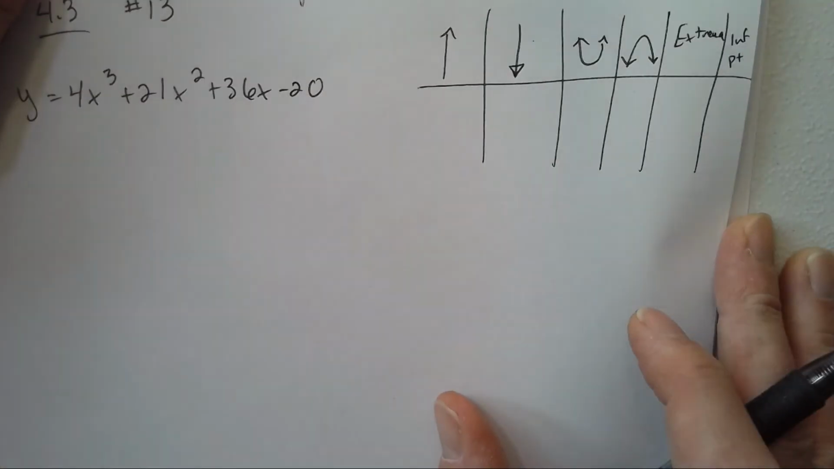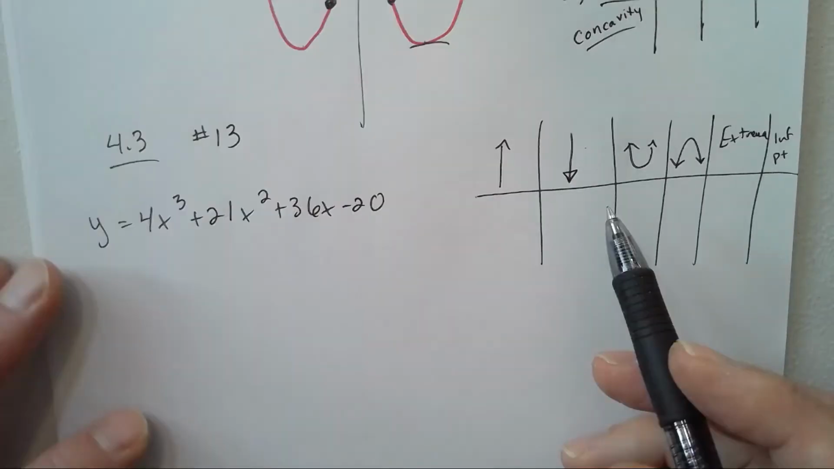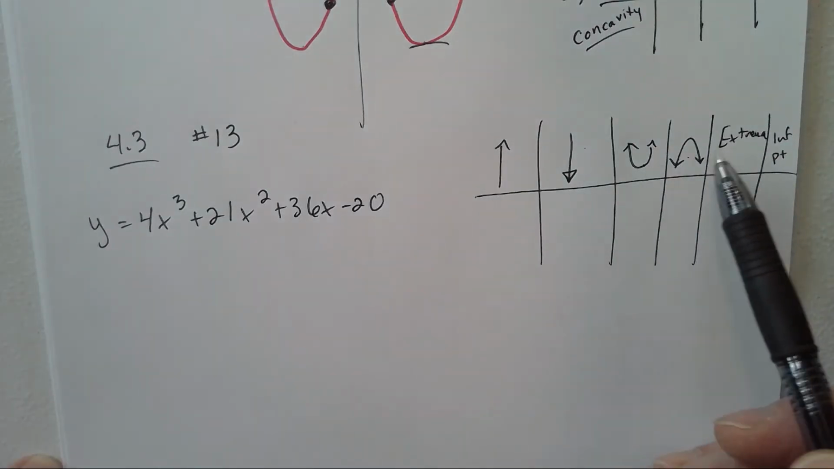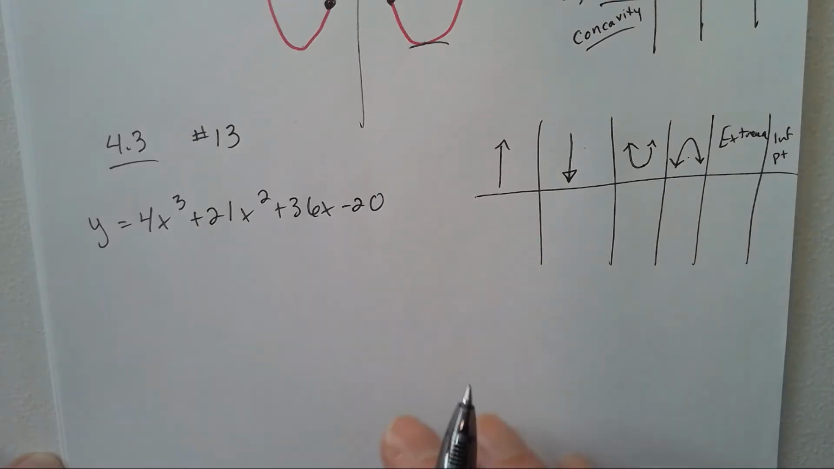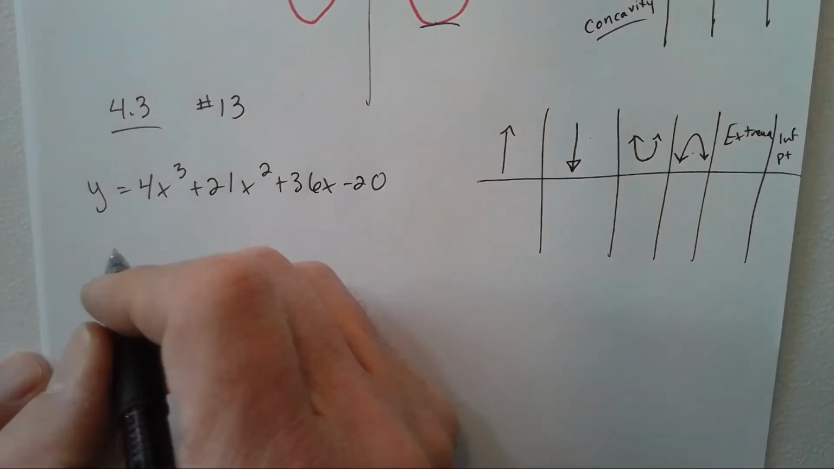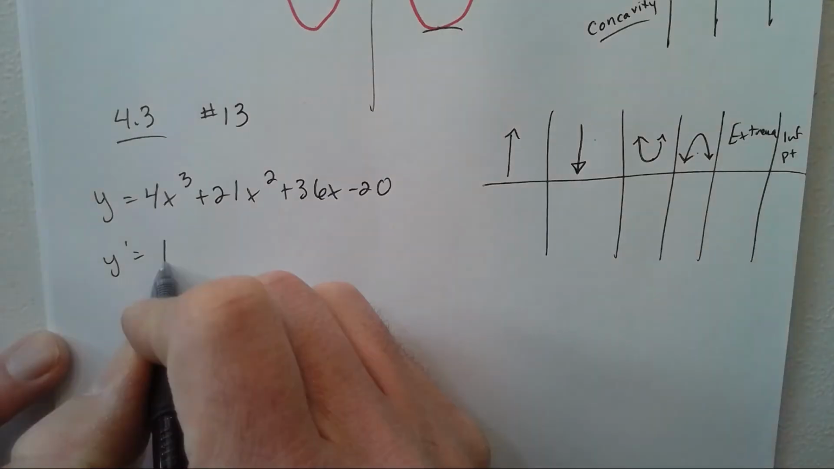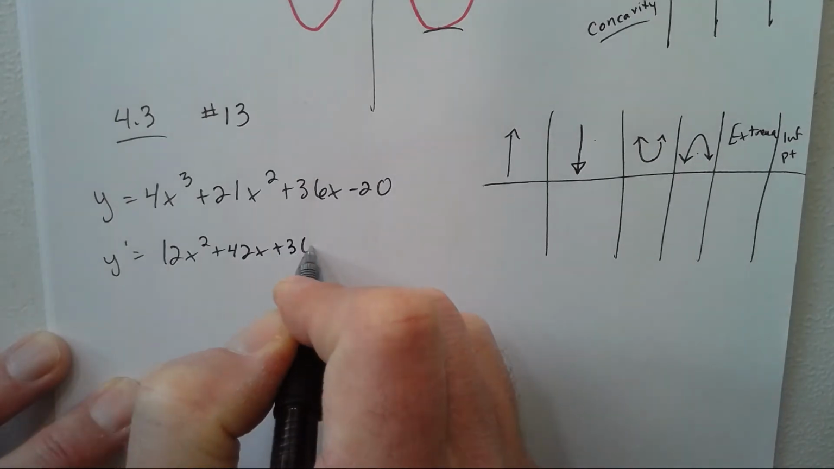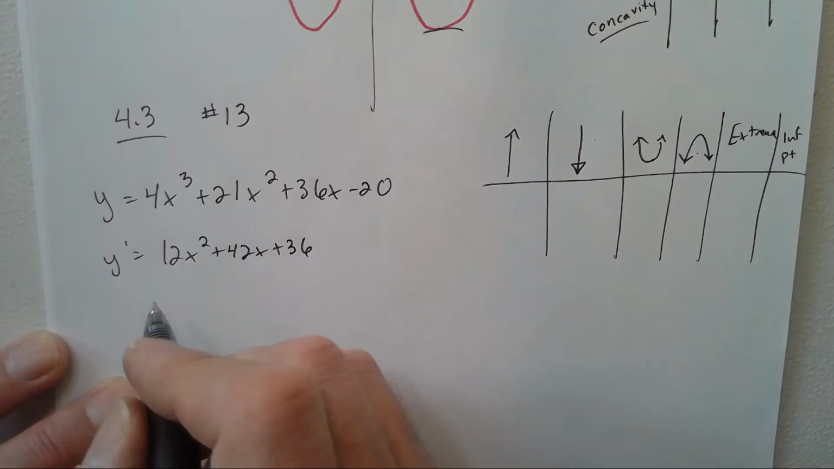Alright, so 4.3, number 13, we've got increase and decrease, and concave up, concave down, extrema, and inflection point or points for this function. So first step is to find the derivative, y prime. 12x squared plus 42x plus 36. So now we could find extrema by setting that equal to 0 and solving.